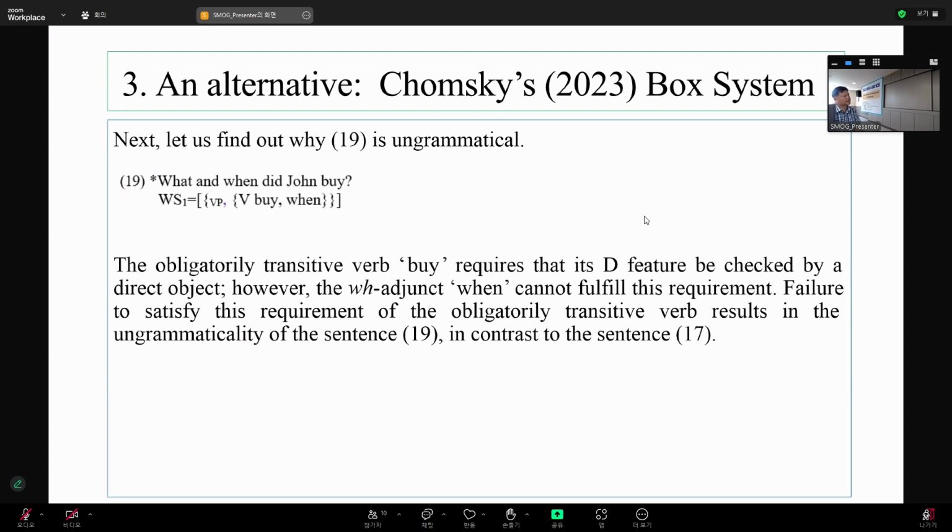Next, why is this ungrammatical? Now I will explain it to you. As you know, what and when did shown by, this is ungrammatical. Why? As you know, the obligatorily transitive verb requires that its feature should be checked by a direct object, but the WH agent when cannot fulfill this requirement. So that's why this is ungrammatical.